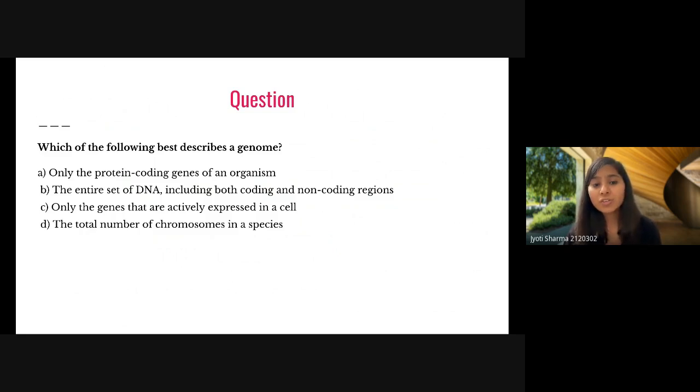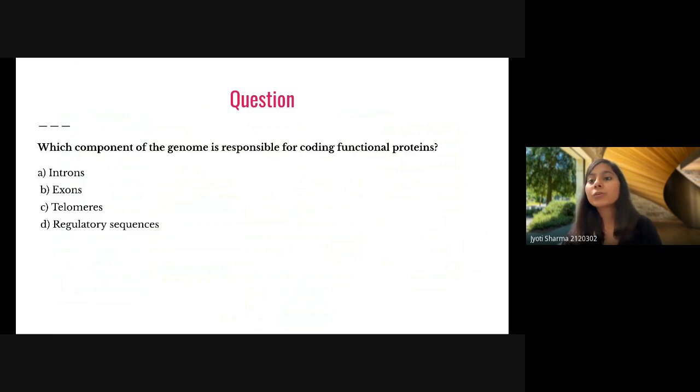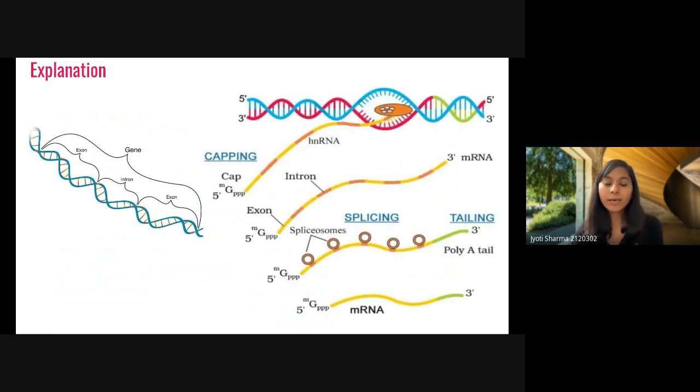How would you describe a genome? A genome is nothing but the entire set of DNA that has coding and non-coding regions. Coding regions are exons and non-coding regions are introns. If we have DNA that has both coding and non-coding regions, then we call that the genome. Then, which component of the genome is responsible for coding? As I told you, this is the exon, because introns will be removed. Here you can see we had exons and introns, but through splicing using the spliceosome, the introns will be removed, and later in mRNA there will be only exons.